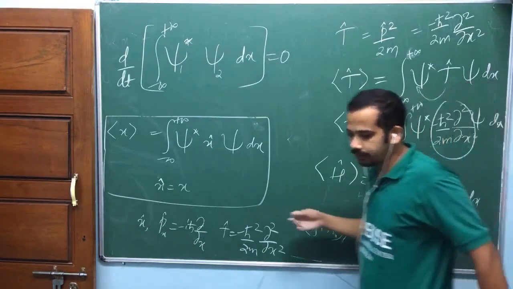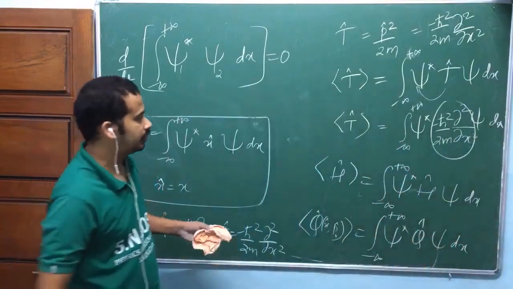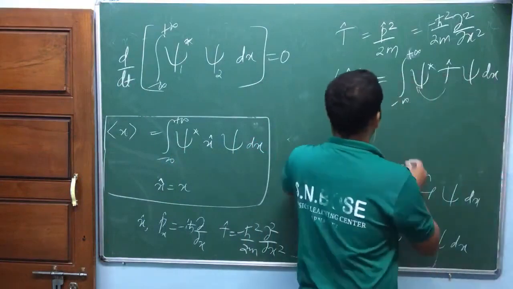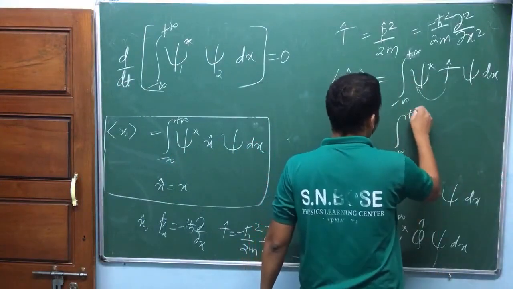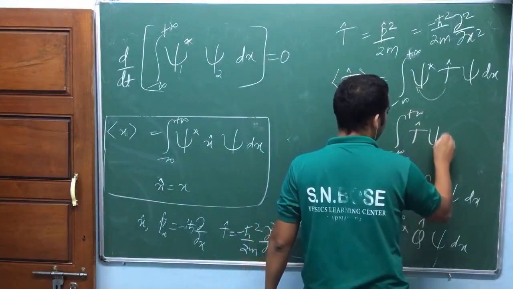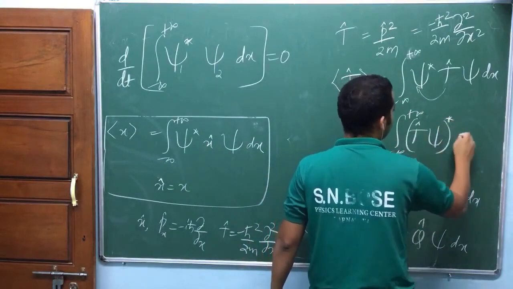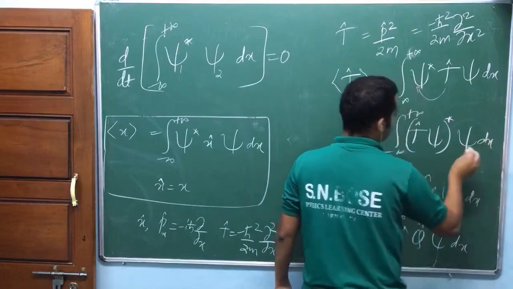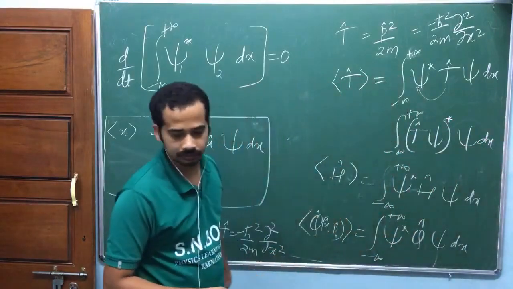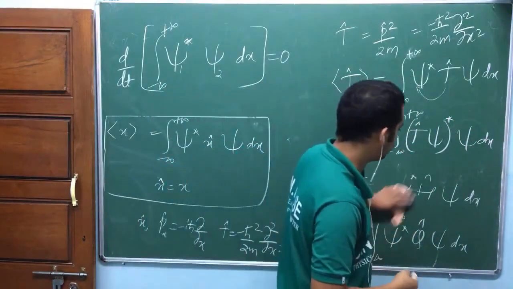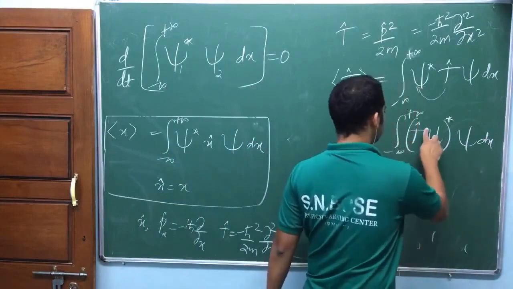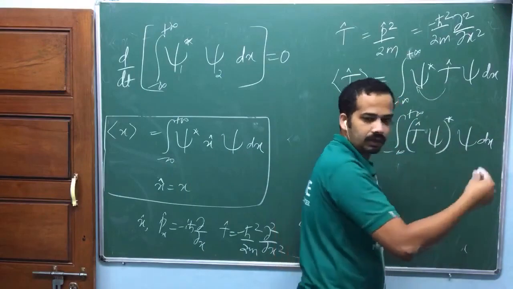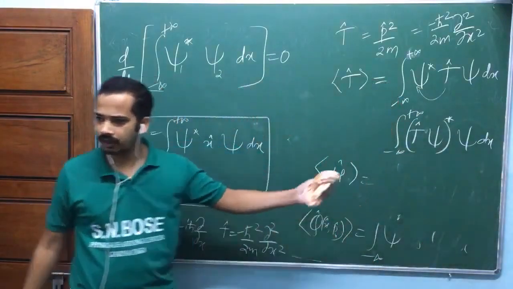But in that case, we should not just interchange their places. We have to do it like this: integrate from minus infinity to plus infinity, operate this first on psi, then take the star, then multiply by psi dx. You should do it like that. We shall see this in the next chapter. This is actually the Hermitian conjugate of this one, and when the Hermitian conjugate is itself, we call that a Hermitian operator. We shall see later.